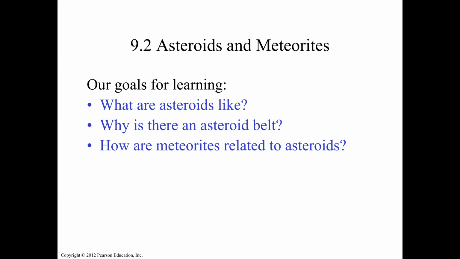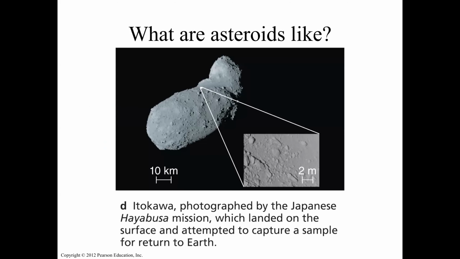Now, our goals of learning for this part. What are asteroids like? Why is there an asteroid belt? And how are meteorites related to asteroids? So, what are the asteroids like? They are rocky and metallic materials. They're mostly from dust. They're not like comets. Comets are icy materials. They are like dirty snowballs. But in contrast, asteroids are just rocky materials. And they don't have enough gravity to have a round shape. Well, we call them potato shapes because they usually have these random shapes that look like potatoes.